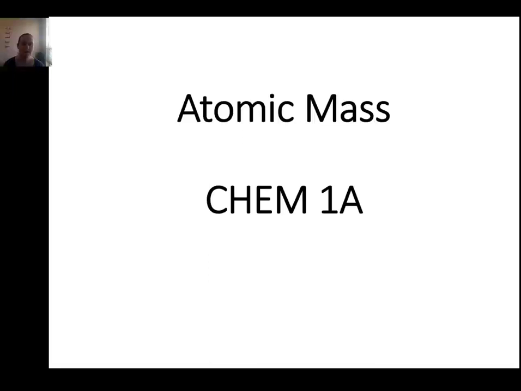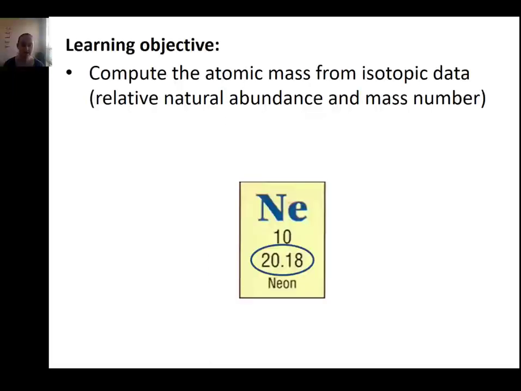In this video, we will take a closer look at the atomic mass, specifically how the atomic mass is determined using isotopic data. The atomic mass appears on most periodic tables as a decimal number. Watching this video is one step towards meeting the learning objective of being able to compute the atomic mass from isotopic data using the relative natural abundance and mass numbers of the isotopes.